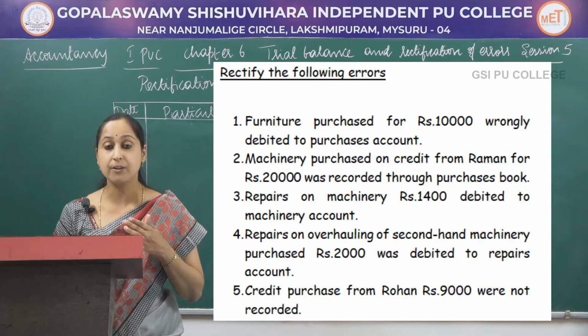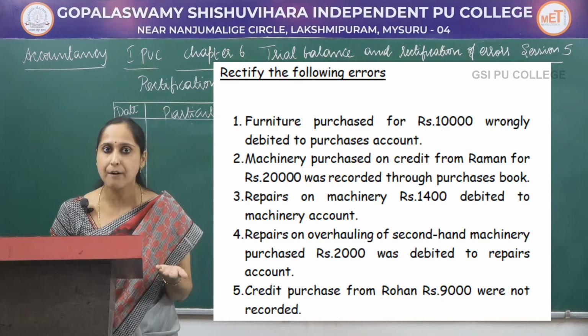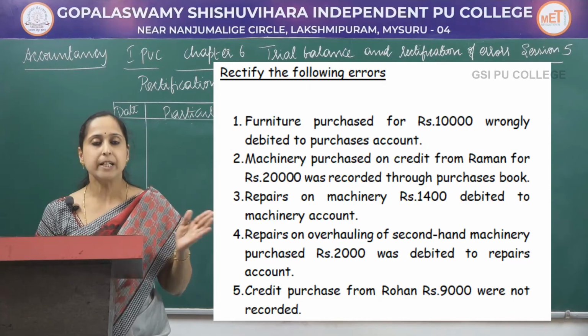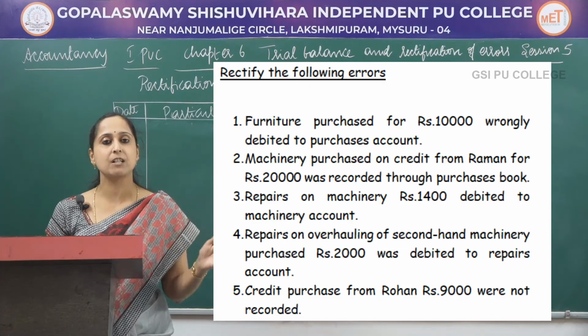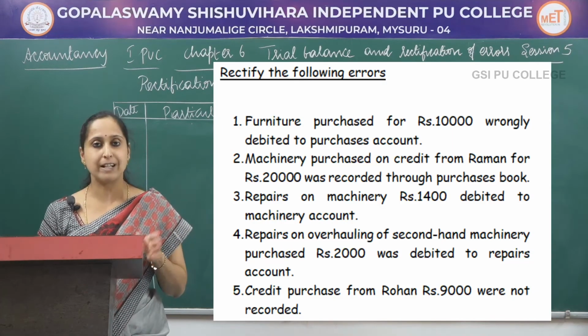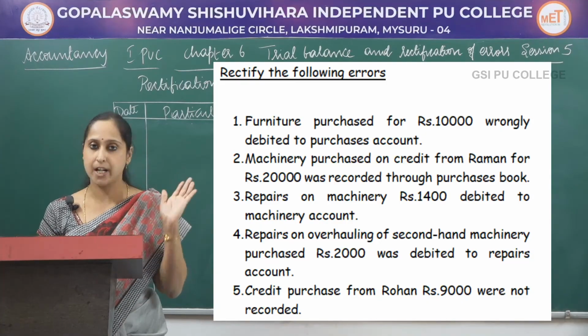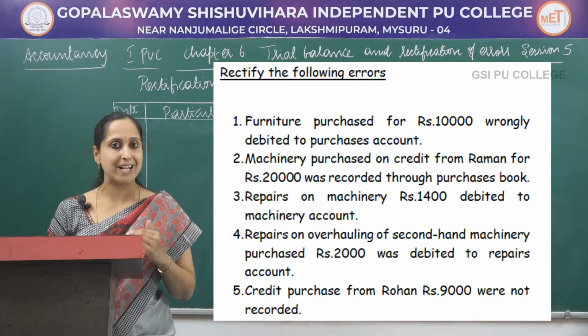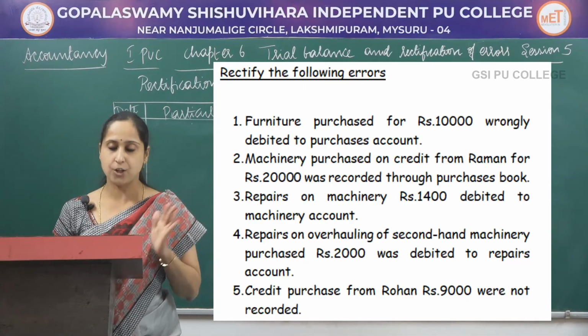This is a transaction which they have not recorded. Now we have to record it. So what is the journal entry? Credit purchase from Rohan means purchases account debit to Rohan's account 9000. We have to write the journal entry. So this is the problem. So now let's start entering the rectification entries.